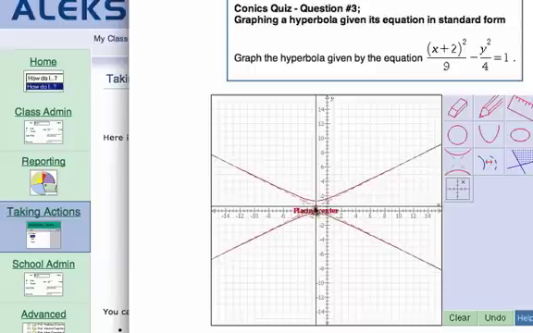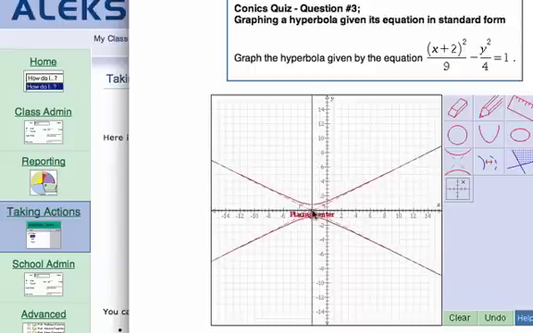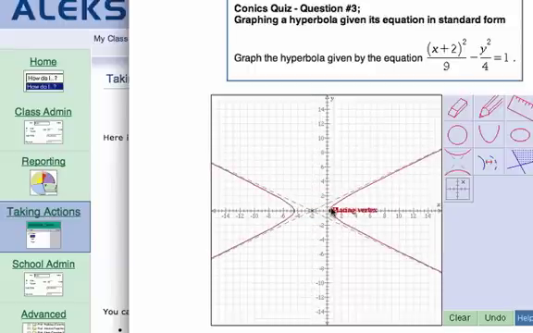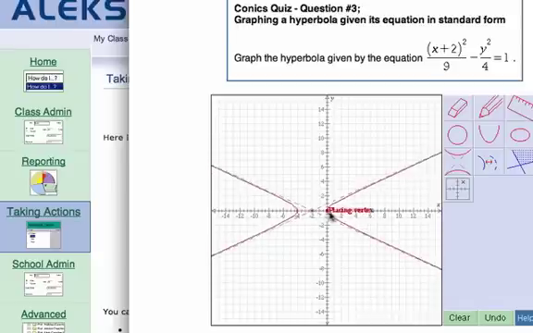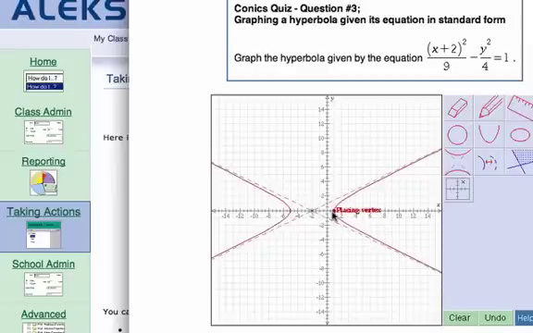Okay, so I've got it. Now remember that a was 3. So in my graph, I want to go in this direction: 1, 2, 3, out 3 units. I'm going to place that vertex.